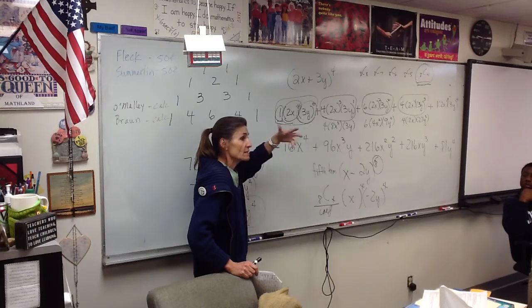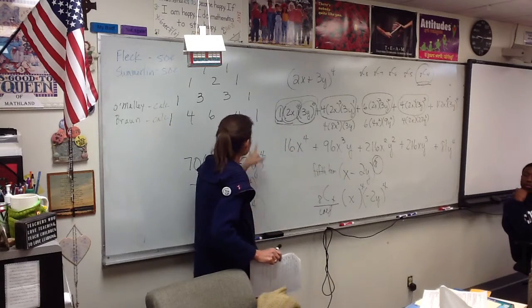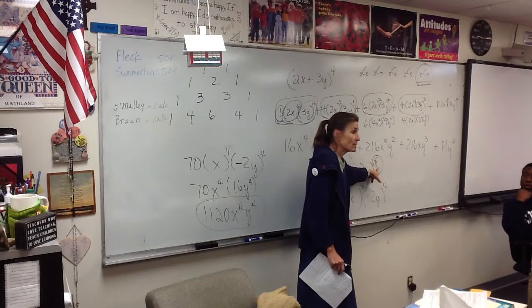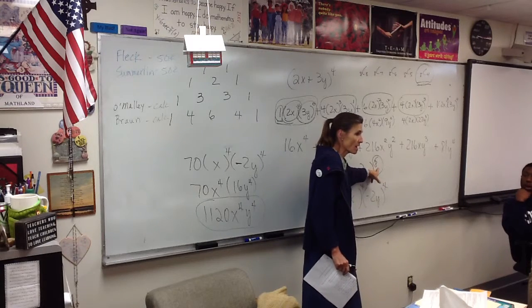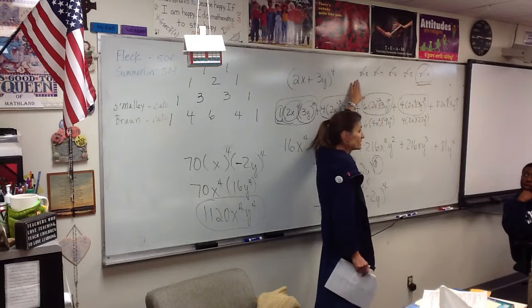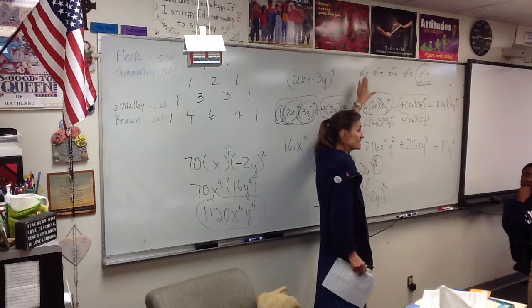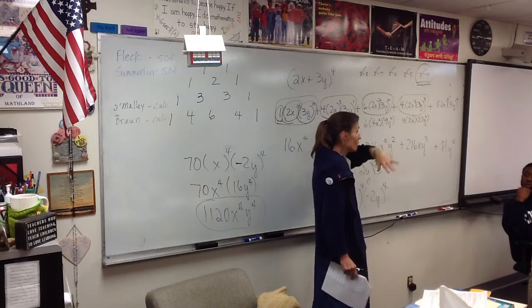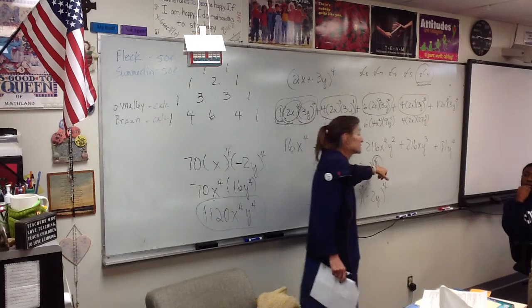So if we were going to the 6th power, if this were a 6, then I would either need the 6th row of the triangle, or I would need what? 6C6, 6C5, 6C4, and so on, if I were going to the 6th power.